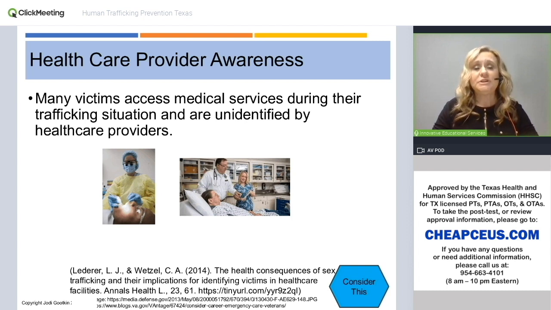It was noted in a 2014 study that 87% of the survivors had accessed healthcare services while they were being trafficked, and most of them went unidentified. We have a unique opportunity to step in and assist in identifying these victims, connecting them with resources to help escape their trafficking situation.